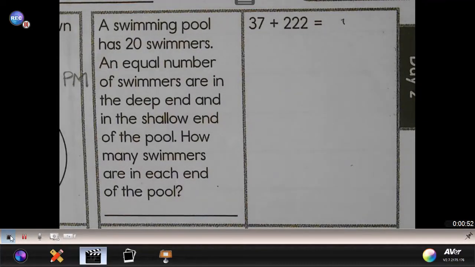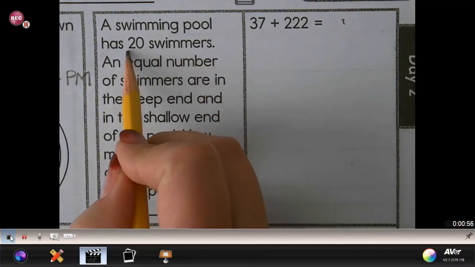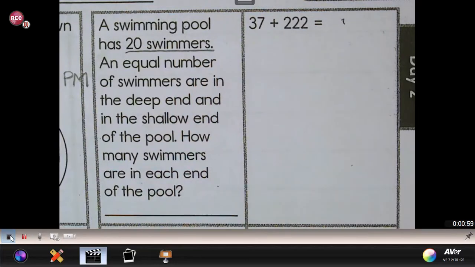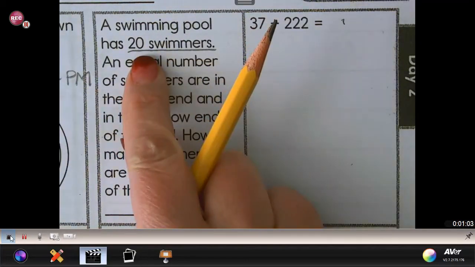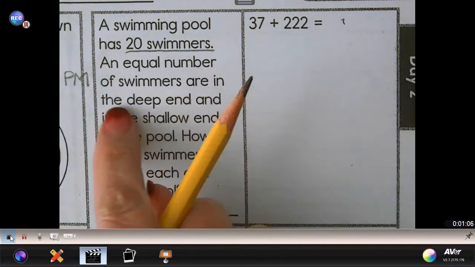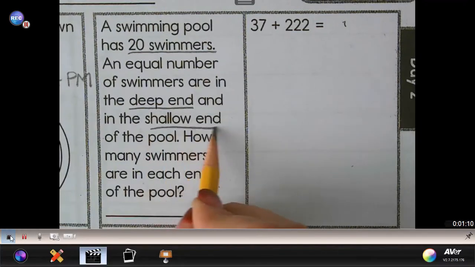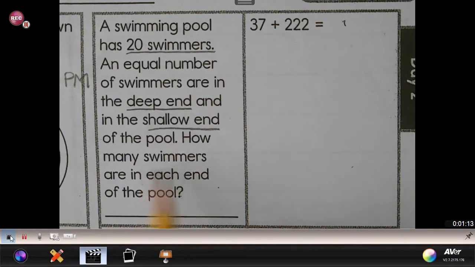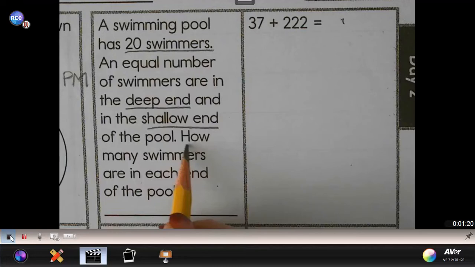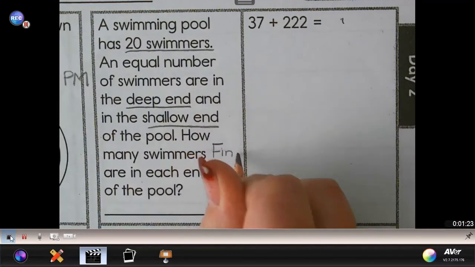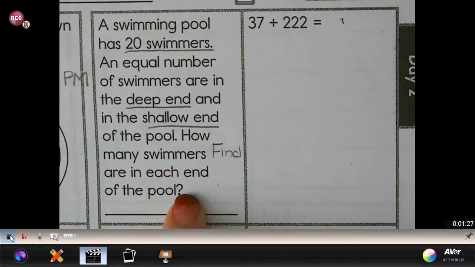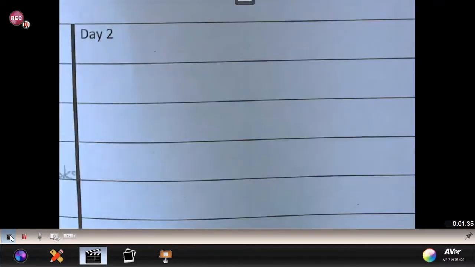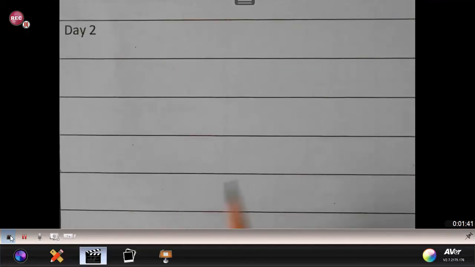Let's look at our first problem. It says a swimming pool has 20 swimmers. If you think back to your KFA, we know that we have 20 swimmers. An equal number of swimmers are in the deep end and the shallow end of the pool. How many swimmers are in each end of the pool? That's our question. This is what we're trying to find. We would use our question to help us write an answer statement. So we would take how many swimmers are on each end of the pool.